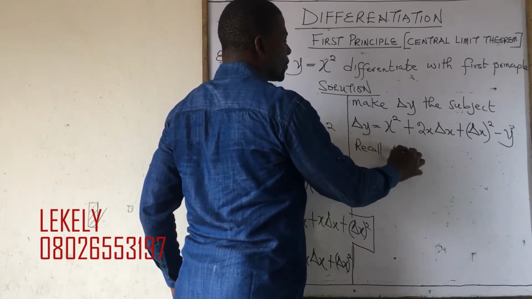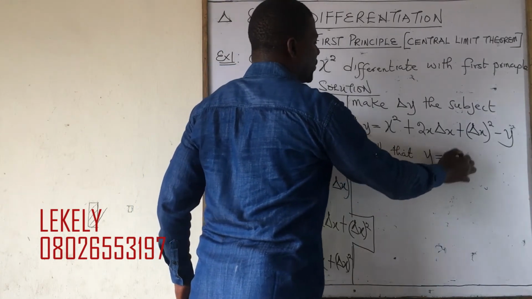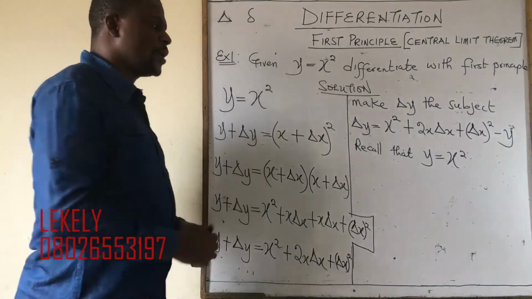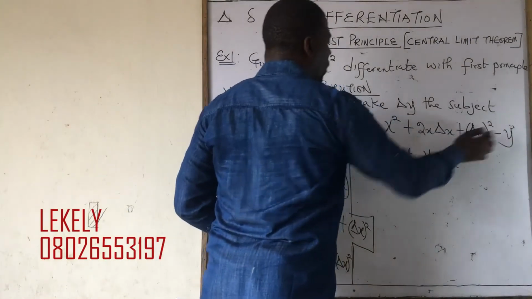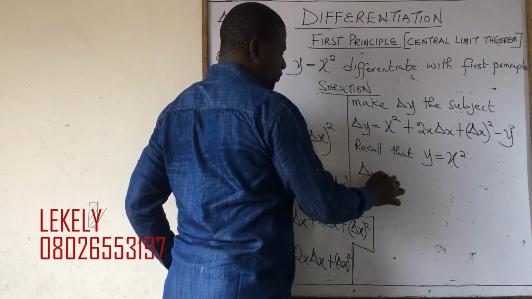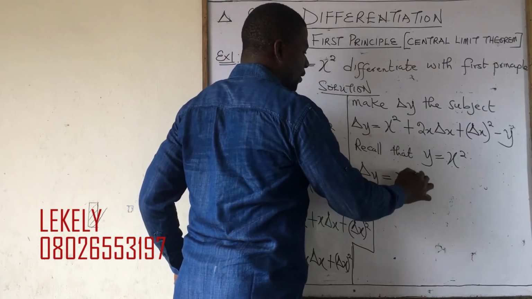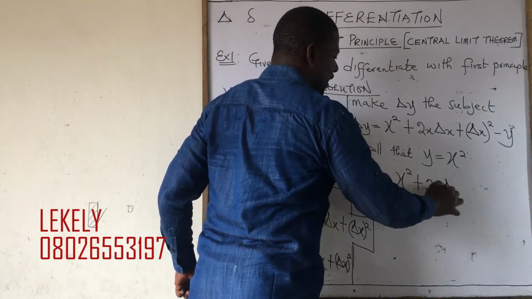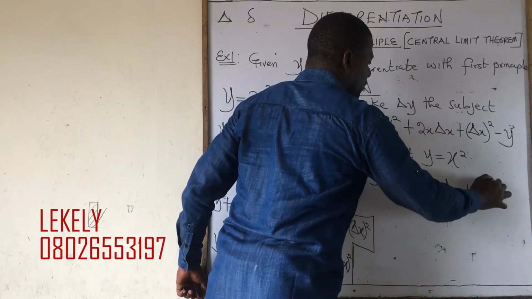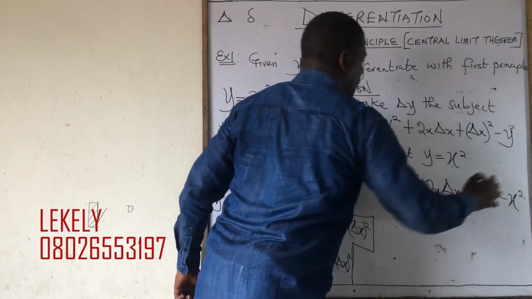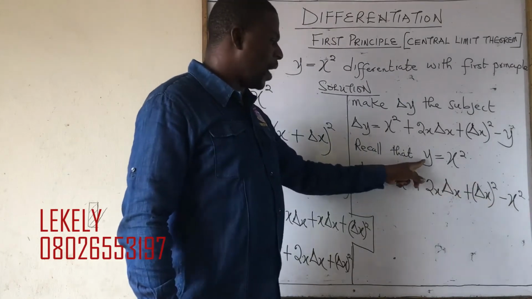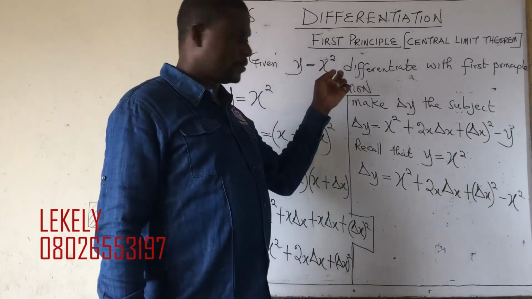that y equals x squared from the question. You know, in the question they say y is equal to x squared. So what this means is that anywhere you see y, you are going to put x squared there. So you now have change in y equals x squared plus 2x change in x plus change in x all squared minus x squared. That is, instead of you to write y, you have written x squared. Why? Because y is equal to x squared from the beginning.